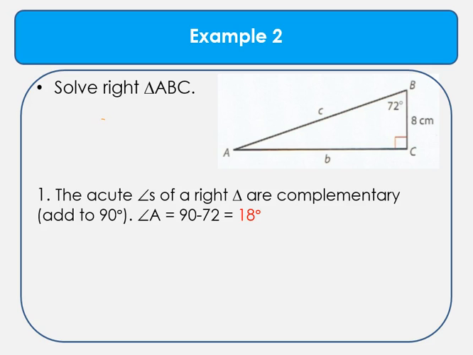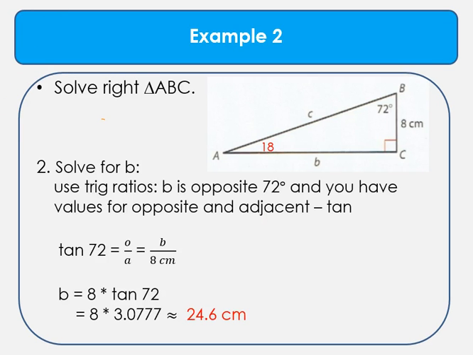And let me fill that in here. And we have 18 degrees. So now that we have that 18 degrees, we can move on. We have two side lengths we need to solve. We have B and we have C. We have all of our three angles, and then we'll solve for all of our three sides.